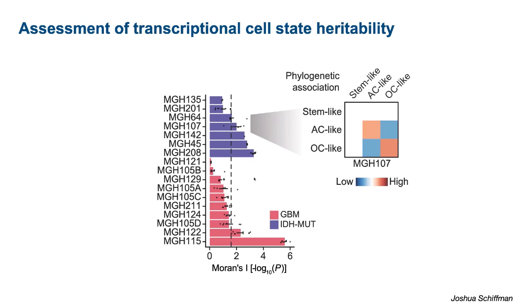And while in the majority of IDH mutants samples, cells of the same state occur closer together on a lineage tree than expected by chance, suggesting heritability of this transcriptional cell state, in GBM sample, the distribution of cell state appear to be more random, suggesting that relative to IDH mutant tumor, GBM cellular state identity may be less stable over time or less heritable.